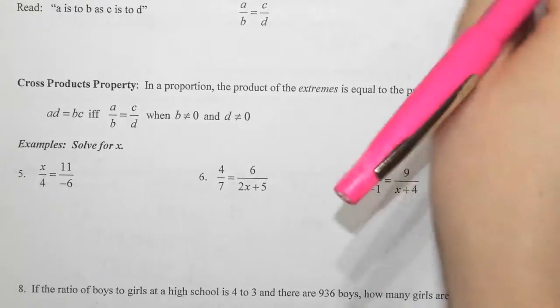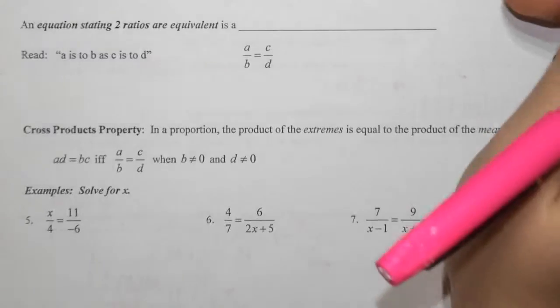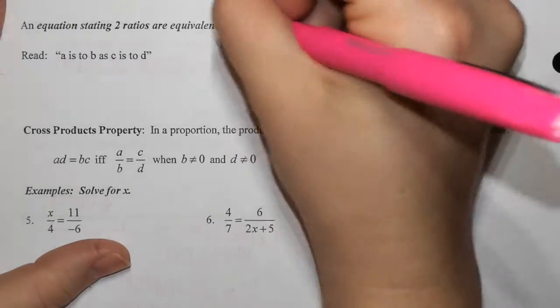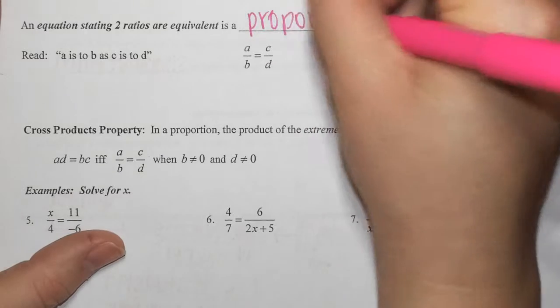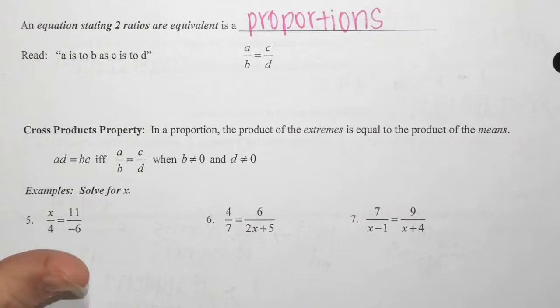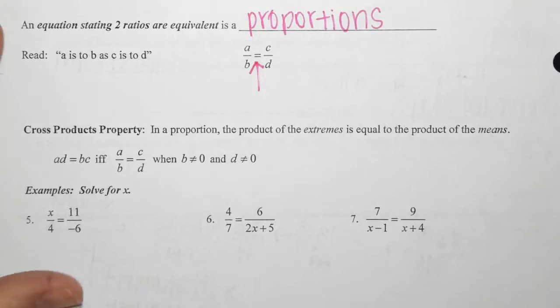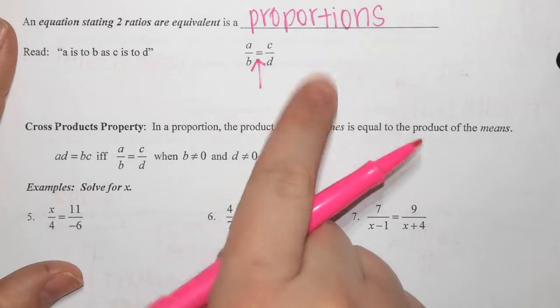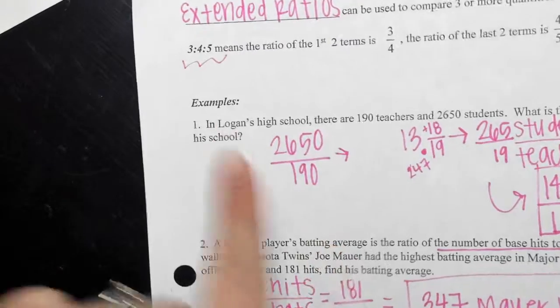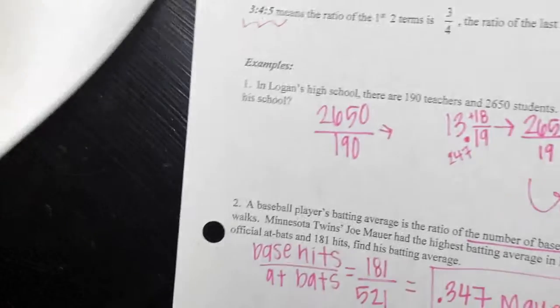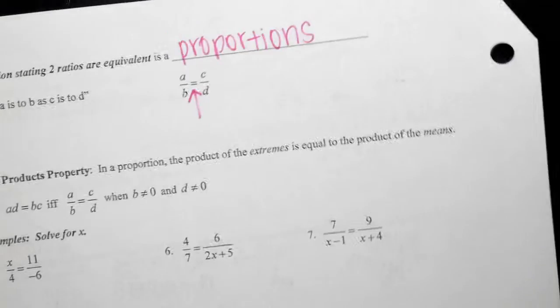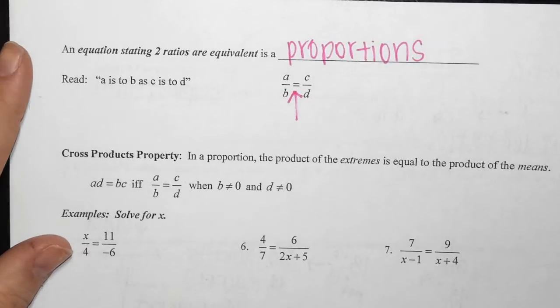Okay, so now, those were all ratios. This is adding on proportions. The difference in a ratio and a proportion is this equal sign. A proportion is 2 ratios that are equal. A ratio is just one ratio, a number divided by a number, okay? A proportion is 2 ratios that are equal.